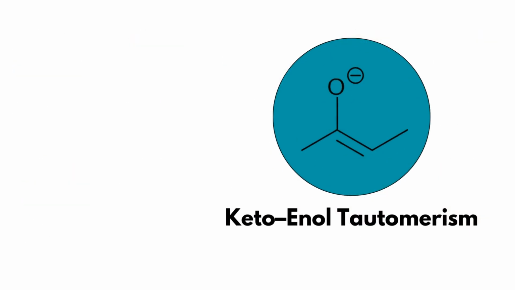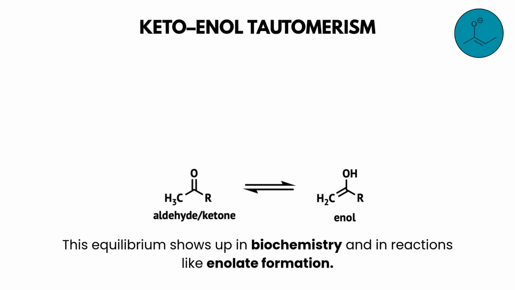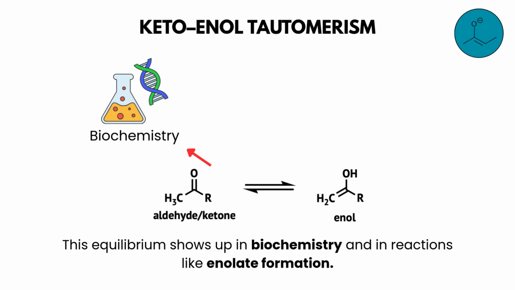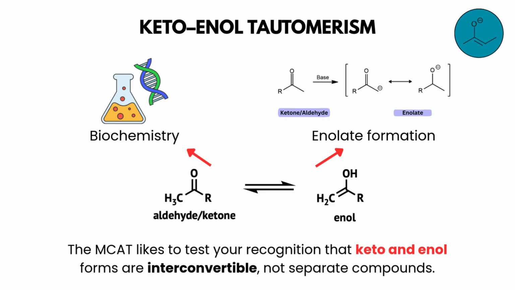Keto-enol tautomerism. Aldehydes and ketones can shift into an enol form through tautomerism. This equilibrium shows up in biochemistry and in reactions like enolate formation. The MCAT likes to test your recognition that keto and enol forms are interconvertible, not separate compounds.